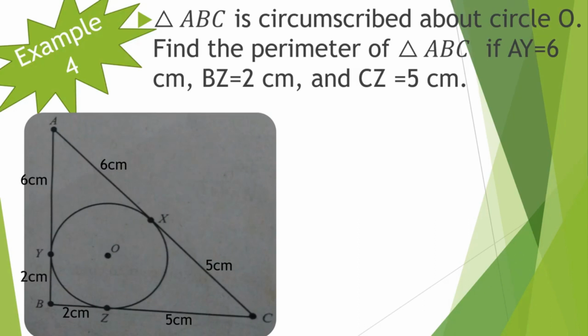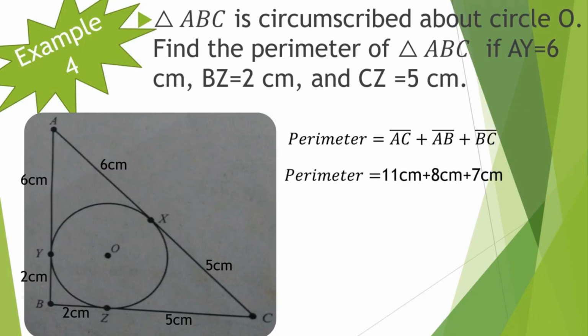Now the question is, find the perimeter of triangle ABC. When we say perimeter, we're going to add all the sides of the triangle. So in getting the perimeter, we will add AC, the whole AC, and AB and BC. AC is 6 plus 5, that is 11 centimeters, plus AB is 6 plus 2, that is 8 centimeters, and BC is 2 plus 5, that is 7 centimeters. So 11 plus 8 plus 7 is equal to 26 centimeters. Therefore, the perimeter of triangle ABC is 26 centimeters. This is according to the first theorem and the second theorem.